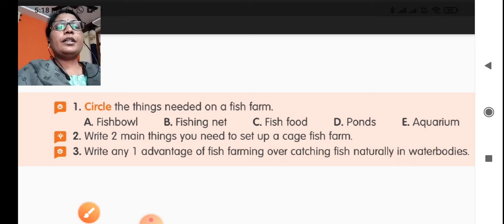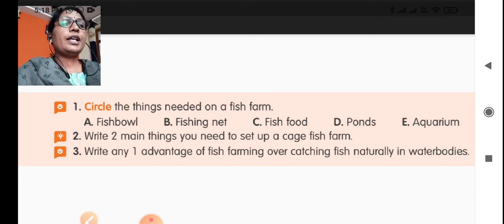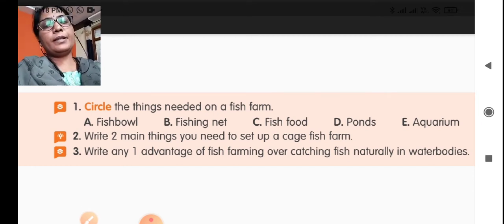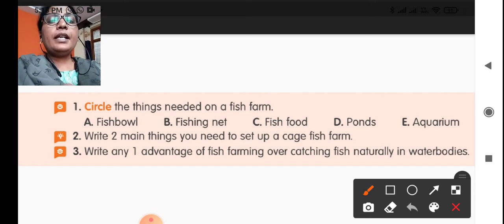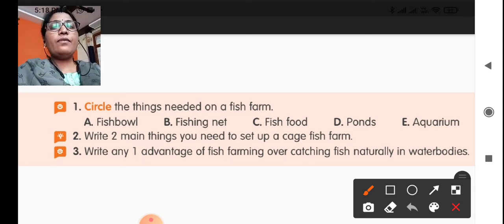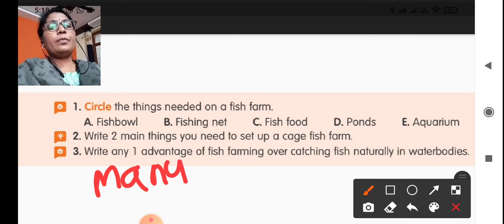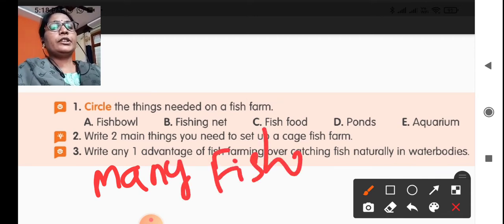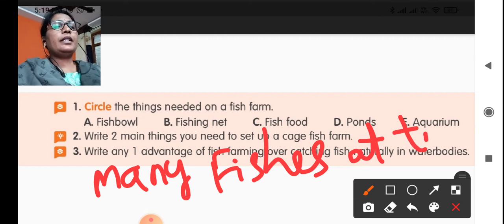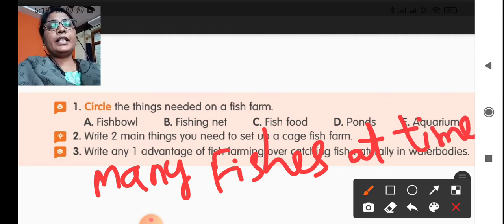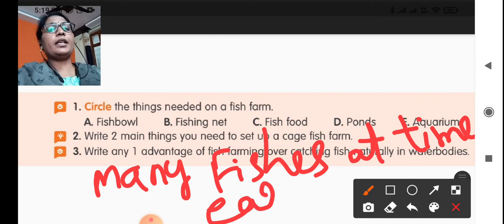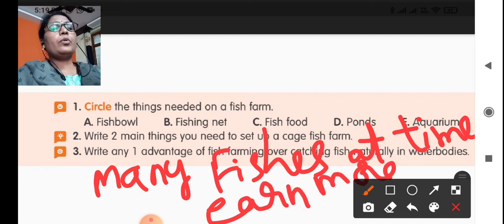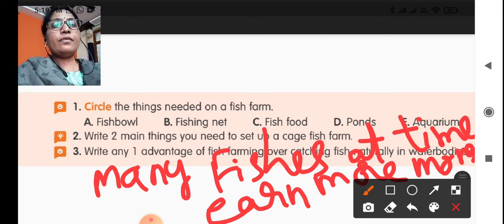And the next one: write any one advantage of fish farming over catching fish naturally in water bodies. One advantage is that they can catch many fishes at a time, and they can save time. They can earn more money. These are the advantages when they rear the fishes in cage form or pond form.